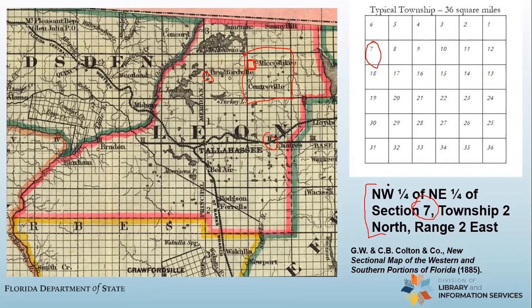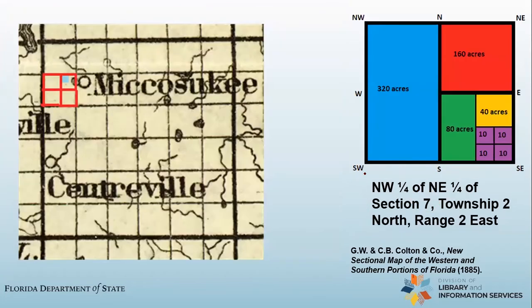We can actually figure out where the northwest quarter of the northeast quarter of that section is, because we know about that system of parts that goes into it. That system, by the way, is called aliquot parts. Aliquot, A-L-I-Q-U-O-T. So here we go. We're looking for the northwest quarter of the northeast quarter of Section 7.